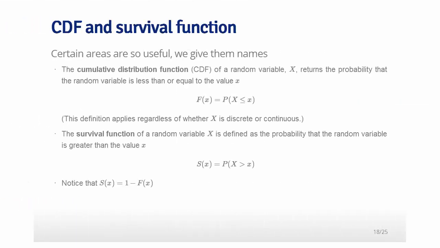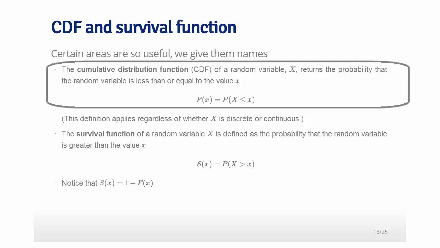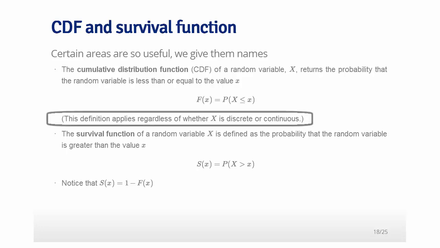Certain areas of the density are so useful we give them names. For example, the cumulative distribution function of a random variable X returns the probability that the random variable is less than or equal to the value x. So it returns the probability capital X is less than or equal to little x. And this definition applies whether X is discrete or continuous.